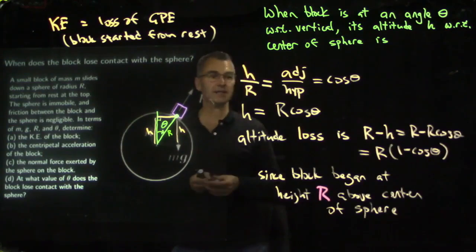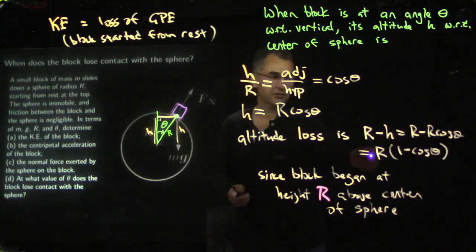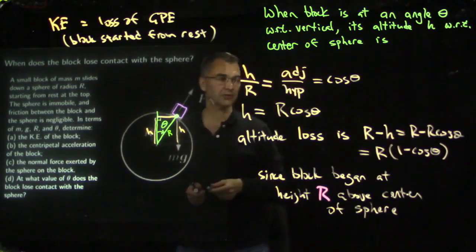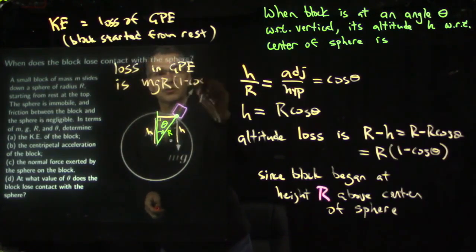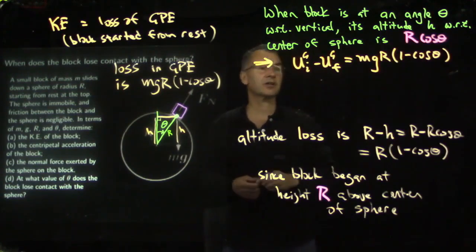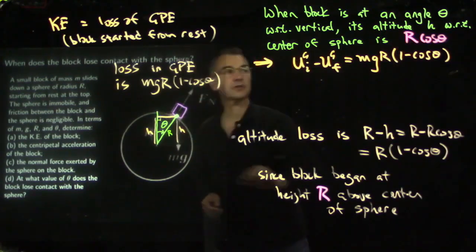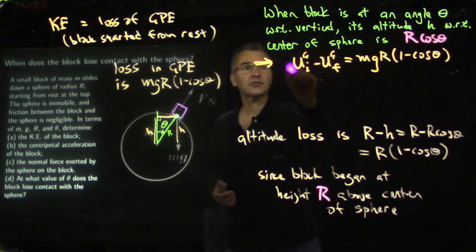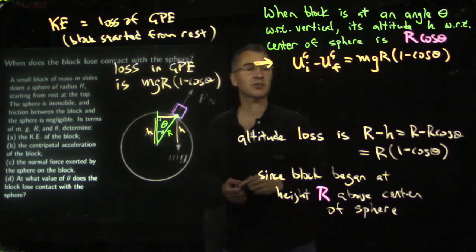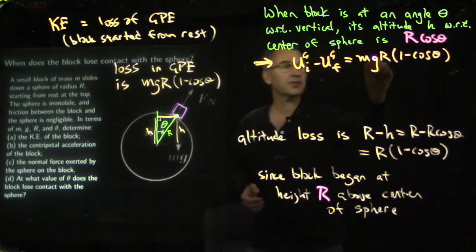Since the block began at a height r above the center of the sphere, and now it's at a height r cosine theta, the loss of altitude of the block is r minus r cosine theta, so it's r times 1 minus cosine theta. So the loss in GPE is mgr times 1 minus cosine theta. The block started out at a height r above the center of the sphere, and now once it's at an angle theta with respect to the vertical, it is at a height r cosine theta with respect to the center of the sphere. So the initial gravitational potential energy minus the final gravitational potential energy is mgr times 1 minus cosine theta, because initially it was mgr and then later it's mgr cosine theta.